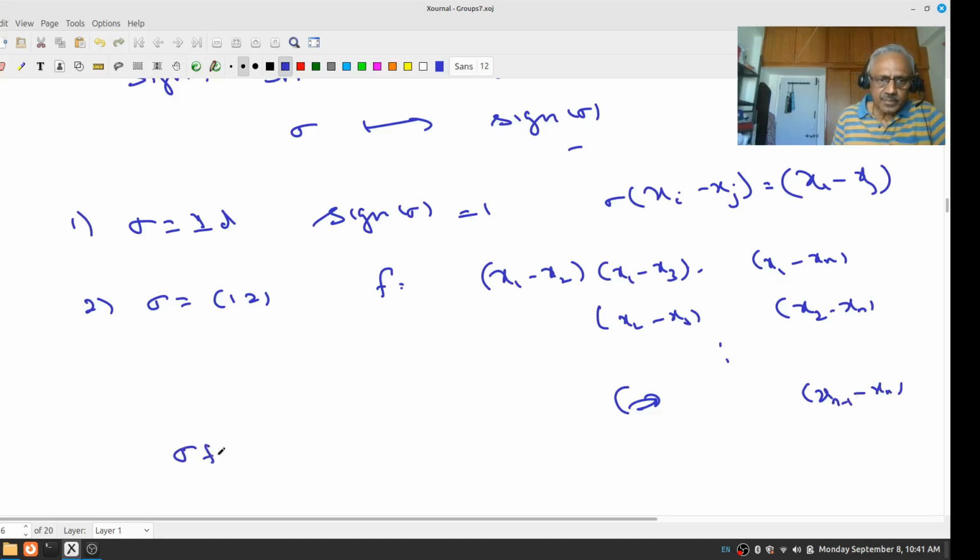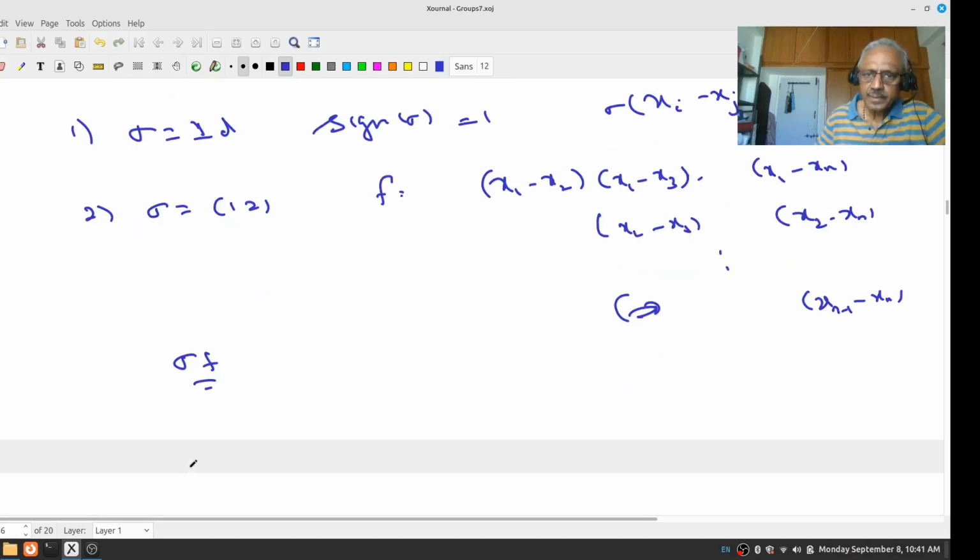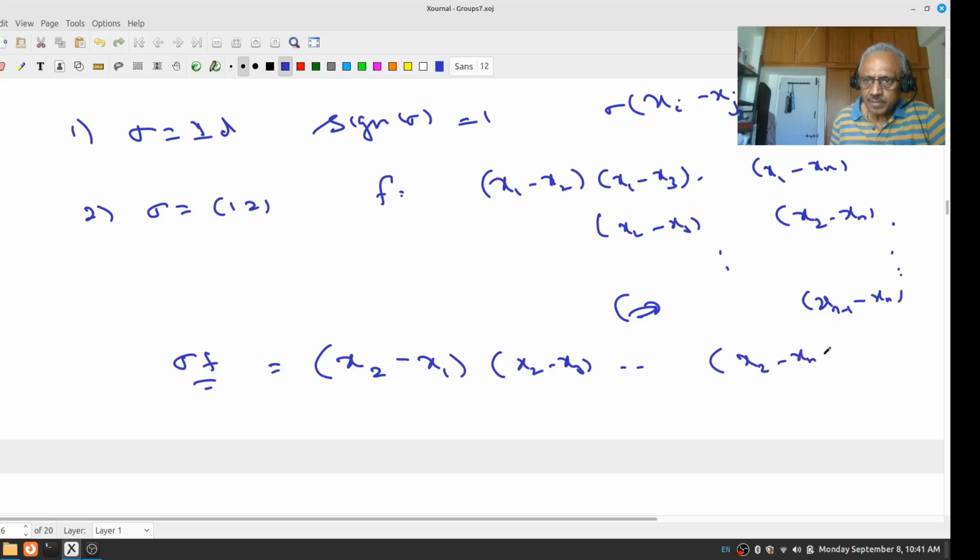So what will be sigma f? In sigma f, you can see 1 does not appear anywhere in these terms. Only it appears here. And here also, what will happen? Let me record; I will write only the first term. Sigma operating on that will be x sigma 1 minus x sigma 2, which is x2 minus x1. The next one will be x2 minus x3, no problem. And the last one will be x2 minus xn, no problem.